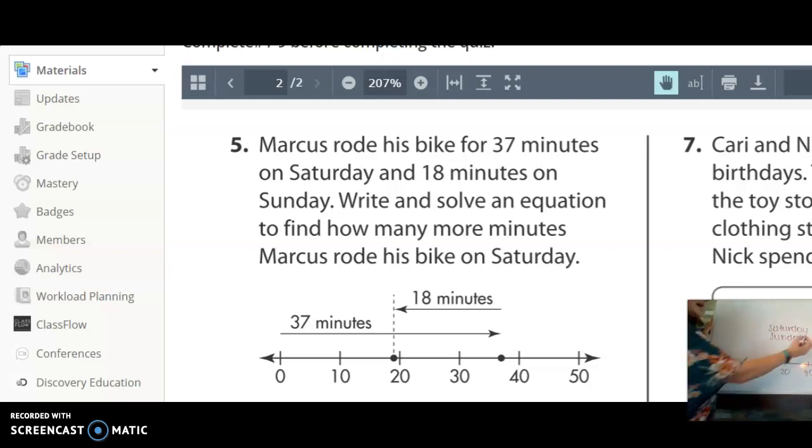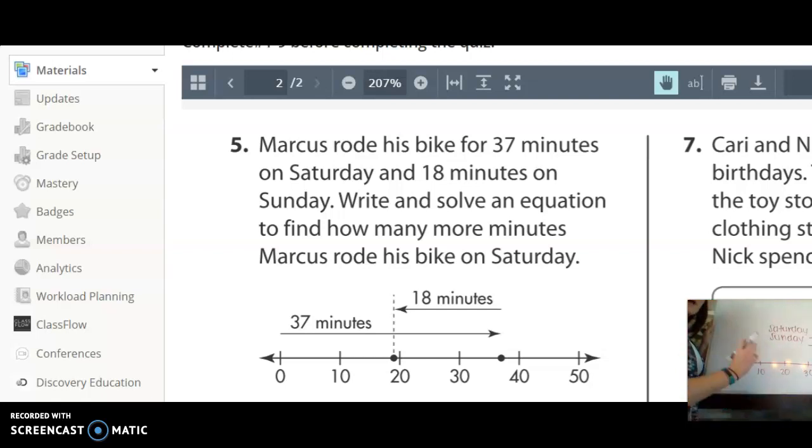So you can see that I kind of set this up here in 2 different ways, and I'm going to show you 2 different ways how to solve this. So we have 37 minutes on Saturday and 18 minutes on Sunday. So what are we going to do here with our time? Are we gaining time, or are we kind of comparing those times as in using subtraction or addition? All right, if you said subtraction, that is correct. We are subtracting these minutes.